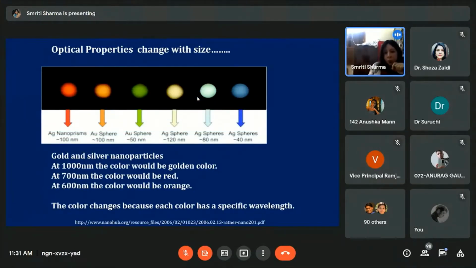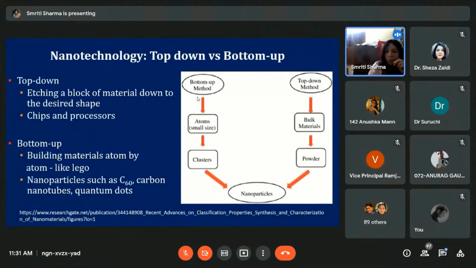What is the color of gold? The thing that comes to our mind is yellow. But in case you go to the nanoscale, at 1000 nanometer, the color of gold nanoparticles would be golden. 1000 nanometer, compared to the nanoscale, is a big number. At 700 nanometer, it will turn red. At 600 nanometer, it will turn orange. So a color change is happening. With the change in size, the color of the gold nanoparticles is also changing. They are no longer yellow. The color would change to red, orange, blue. It is the same for silver nanoparticles.